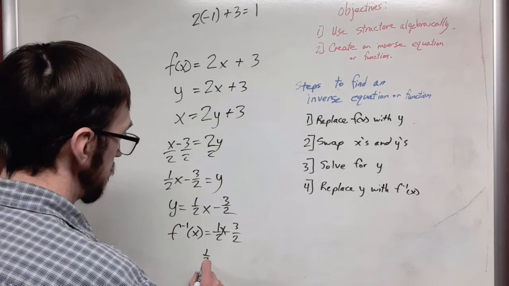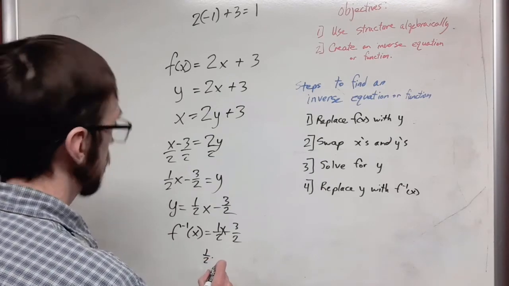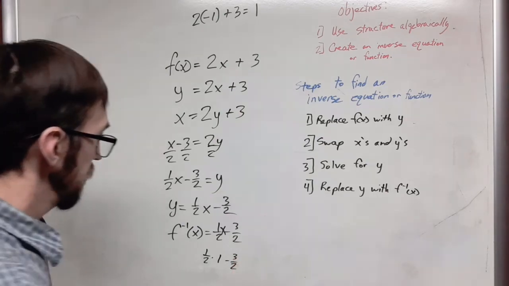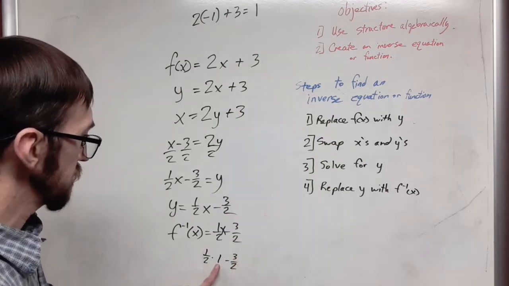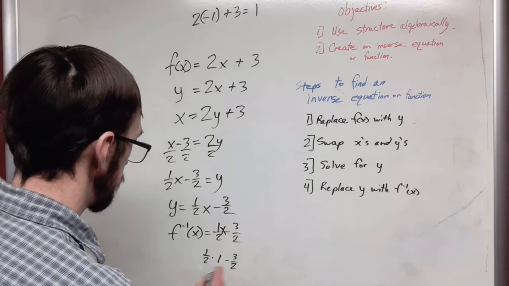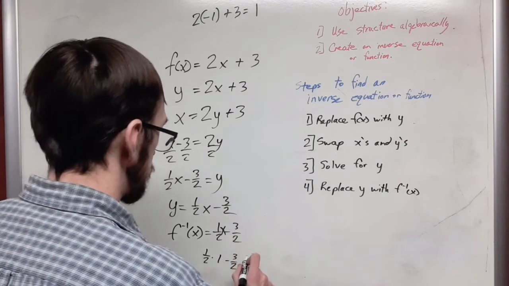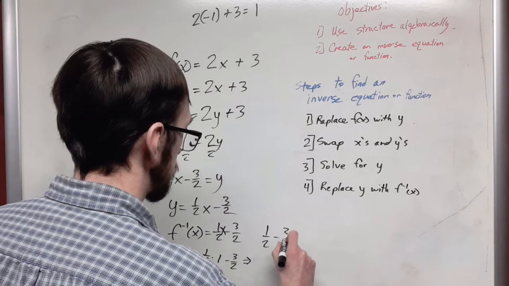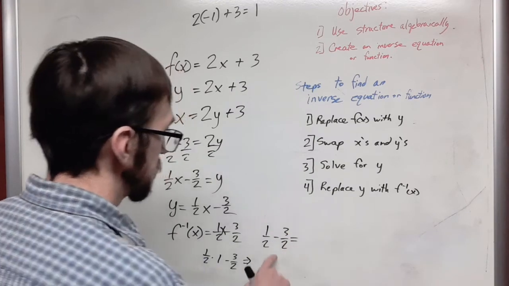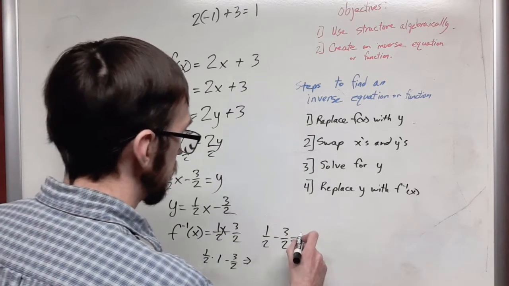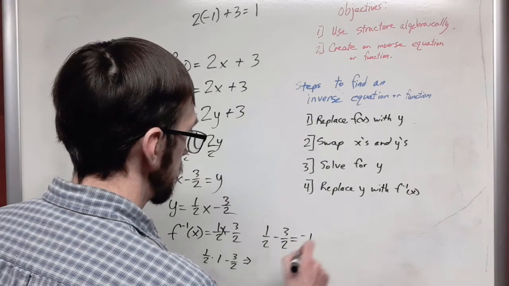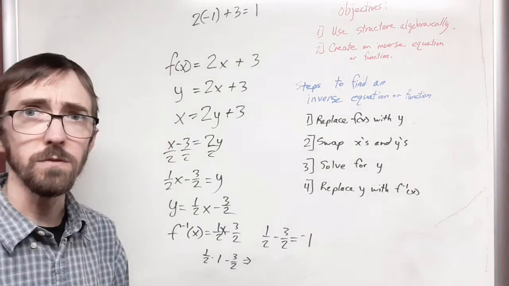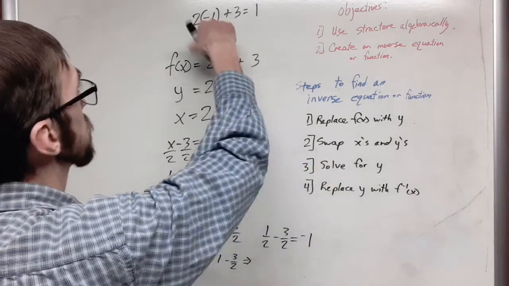So 1/2 times 1 minus 3/2. 1/2 times 1 is 1/2. So this gives us 1/2 minus 3/2, which is going to give us -1, because we have -2/2, which is going to be -1. And so that is the original input.